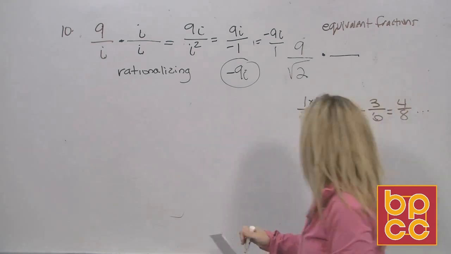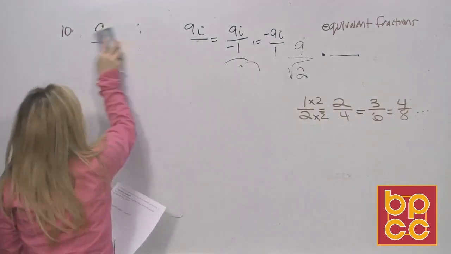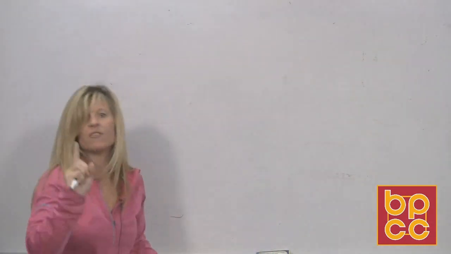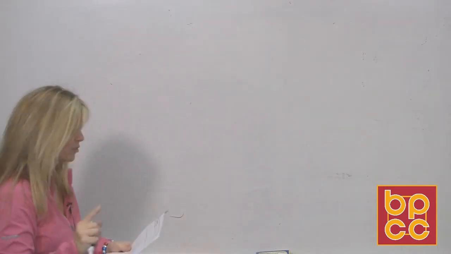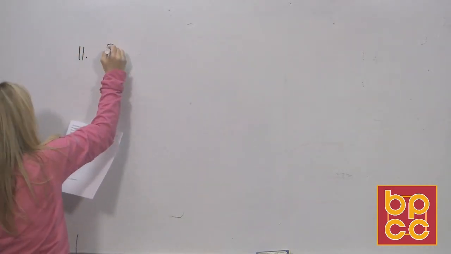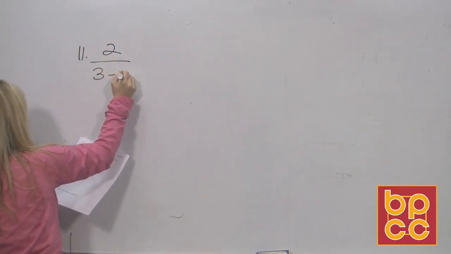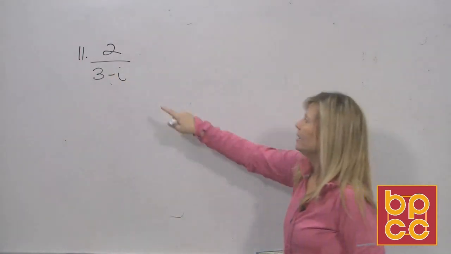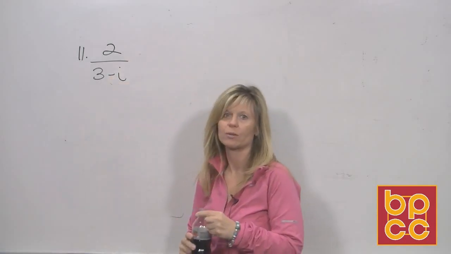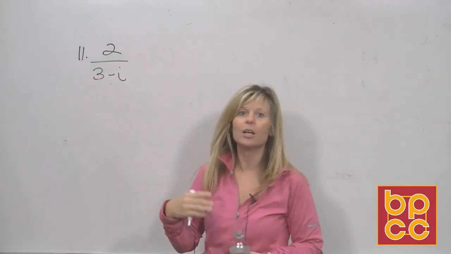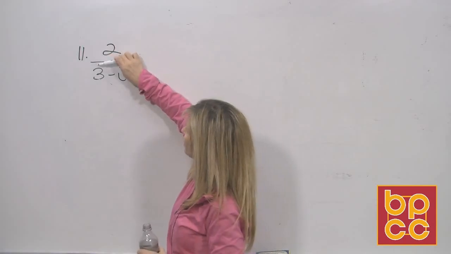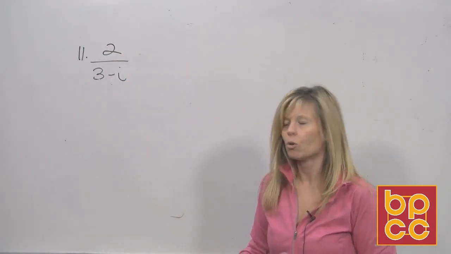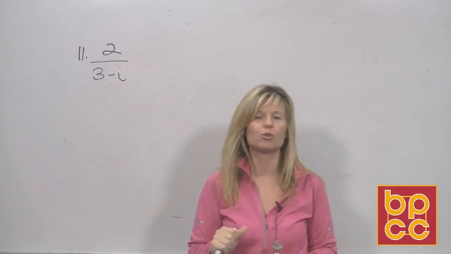All right, so let's look at our example 11. So the math is not hard if you understand why you're doing it. So look at 11. You have 2 over 3 minus I. So let's look at those operations. I see division and I see subtraction. Well, can we subtract the 3 from an I? No, we cannot. Can we physically divide the number 2 by 3 minus I? No, we cannot. So you can't do any of those operations you see.